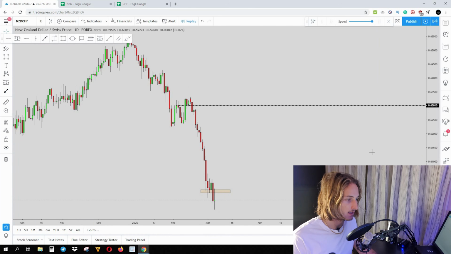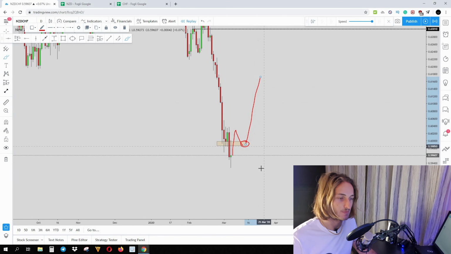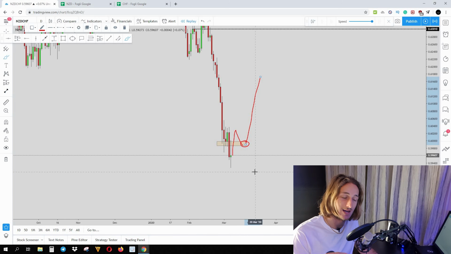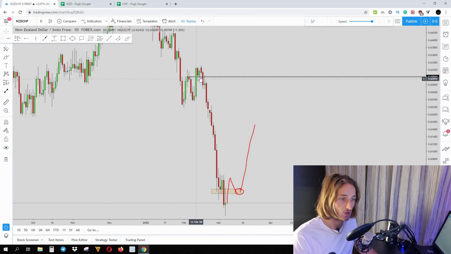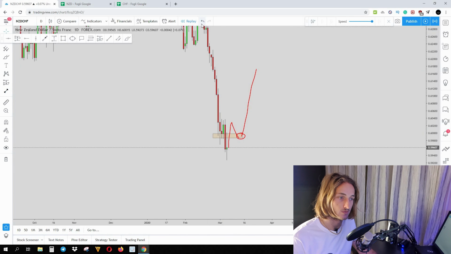Because if the market now from a daily perspective will do something like that, so break back above, retest, then what we can expect? We can expect the market to make a push to the upside for the same concept that we spoke about here. Fake breakout, break back below, retest, continuation. Fake breakout, break back above, retest, continuation, right?